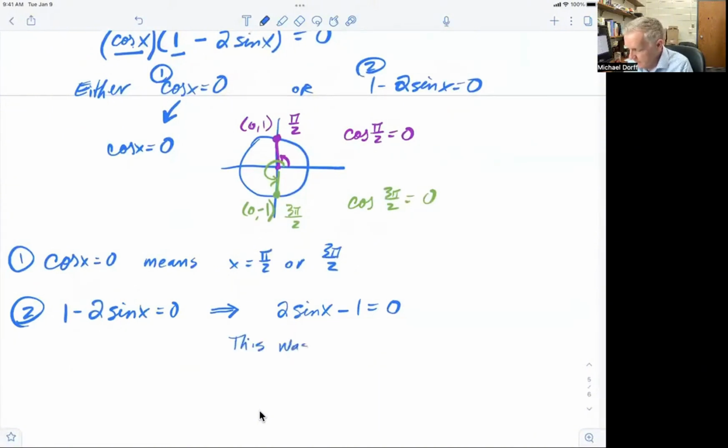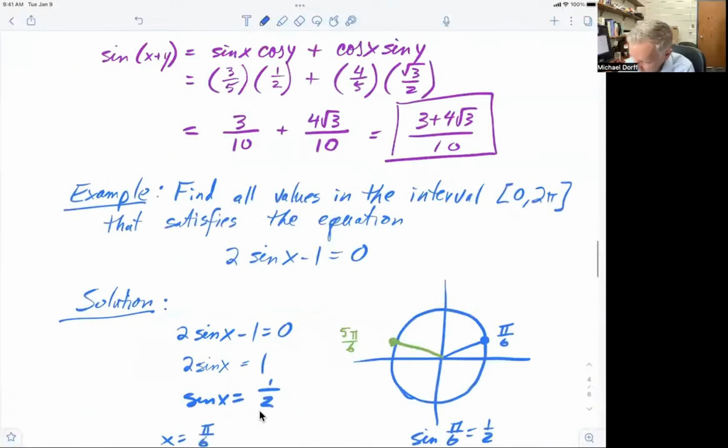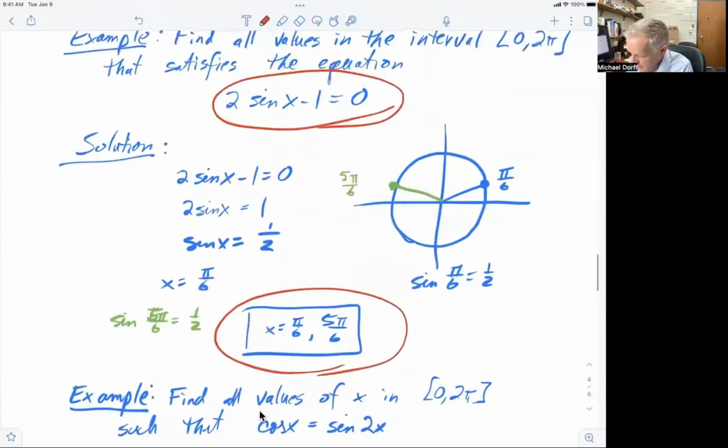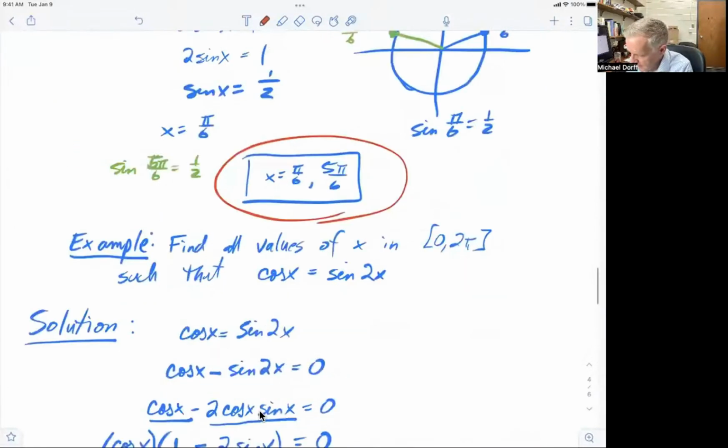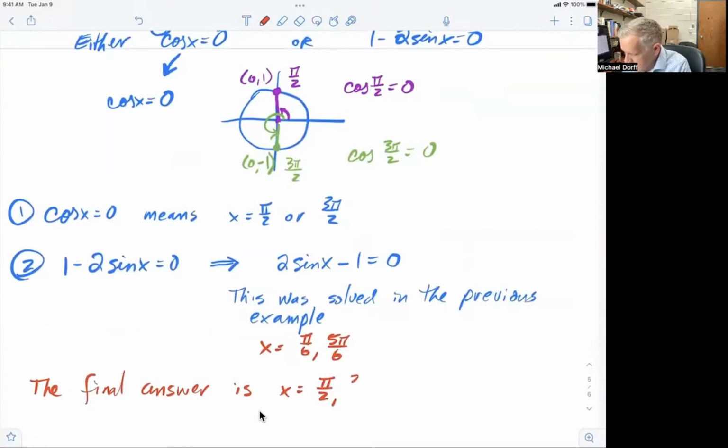But we just did this one. This was solved in the previous example. And in that example, we go back up here. Remember, that was this one. And what did we get? We got pi over 6 and 5 pi over 6. So here we get x is pi over 6 or 5 pi over 6. So the final answer, a combination of these, is x is pi over 2, 3 pi over 2, pi over 6, or 5 pi over 6.